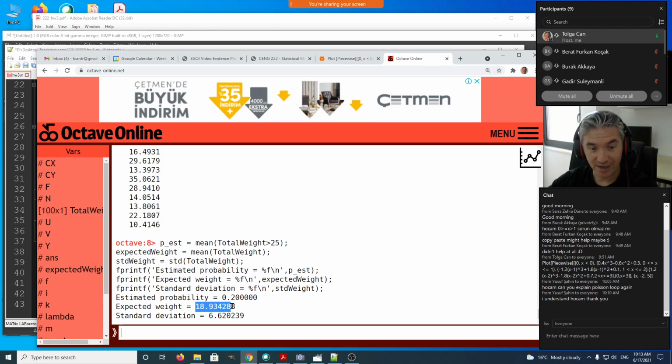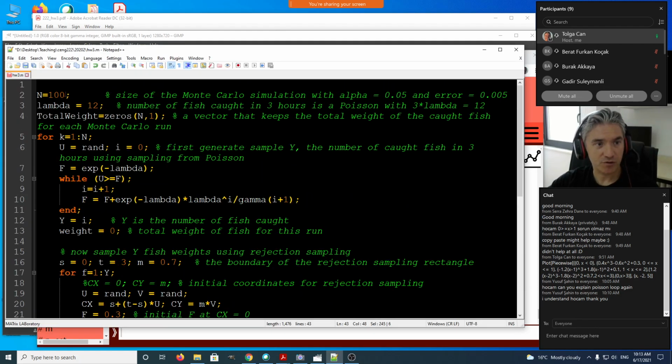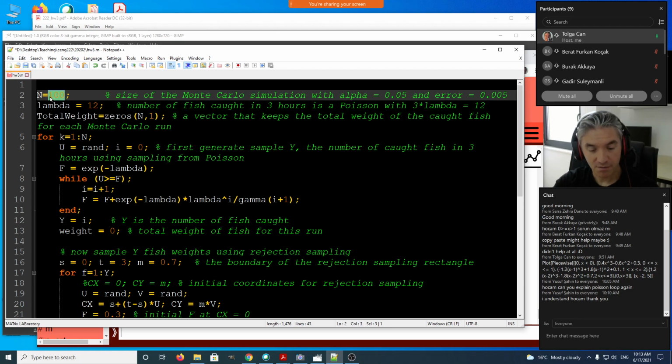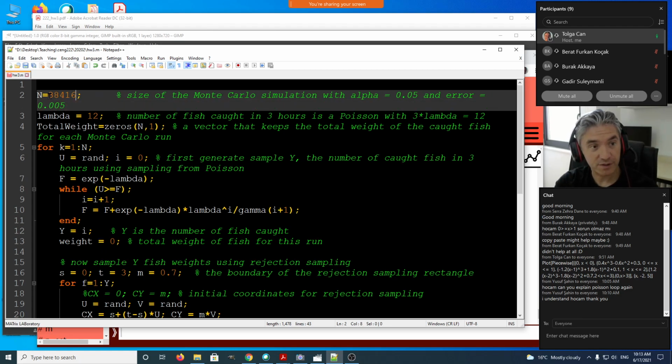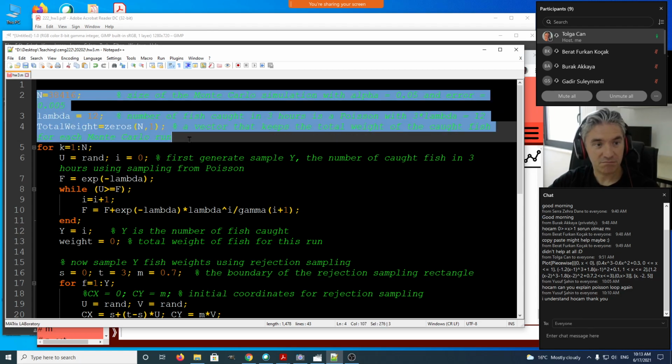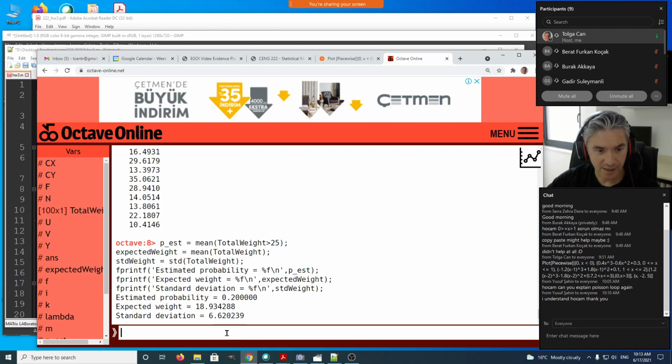And expected weight is this, and the standard deviation was high. Probably because of the sample size, our Monte Carlo simulation size was small. Let's change that. Let's try to run this time 38,416 times. Okay, again, lambdas. Let me initialize them again, and let's see how long it's going to take.